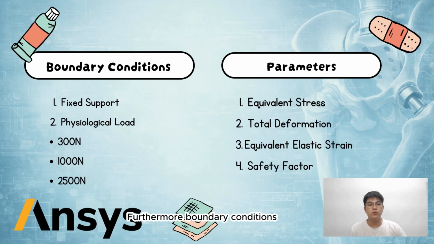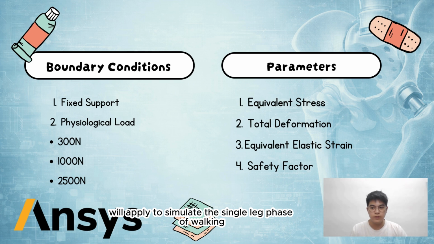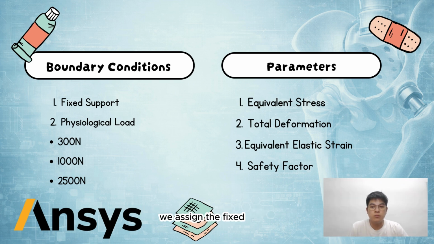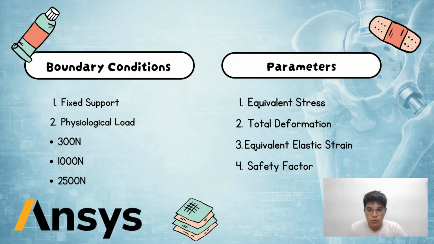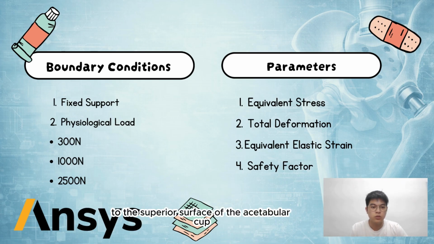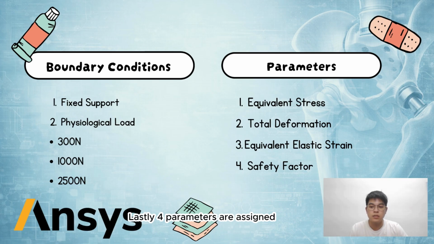Furthermore, boundary conditions were applied to simulate the single leg phase of walking. One of the boundary conditions is fixed support. We assign a fixed support at the stem and cortical bone with 0 degrees of freedom. The other boundary condition is the physiological load. We assign 3 different loads, which are 300 Newton, 1000 Newton, and 2500 Newton, to the superior surface of the acetabular cup. Lastly, 4 parameters are assigned, which are the equivalent stress, total deformation, equivalent elastic strain, and safety factor.